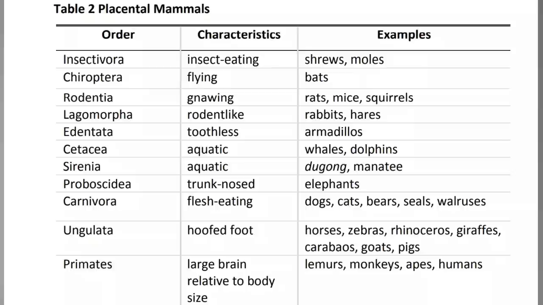So, papakita ko sa inyo sa table. Examples: shrews, moles, bats, rats, mice, squirrels, rabbits, hares, armadillos, whales, dolphins, dugong, manatee, elephants, dogs, cat, bear, seals, walruses, horses, zebras, rhinoceros, giraffes, carabaos, goat, pigs, yan. And of course, ang ating only mammal that can fly, we have the bat. Ano? And only mammal that can swim, we have the whale and dolphins. So, mga mammals sila.